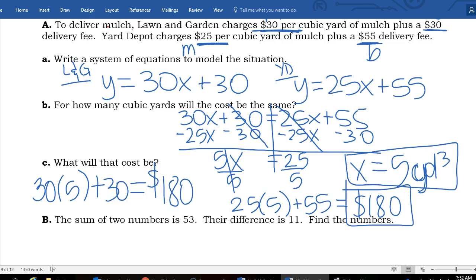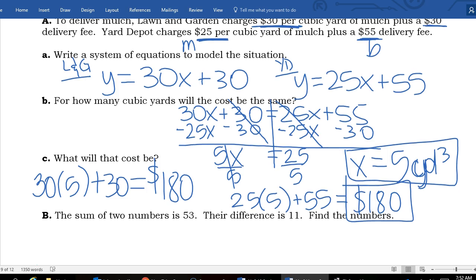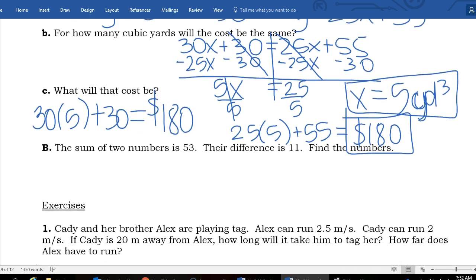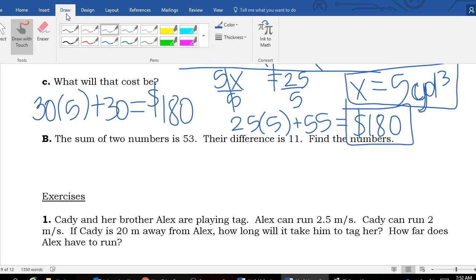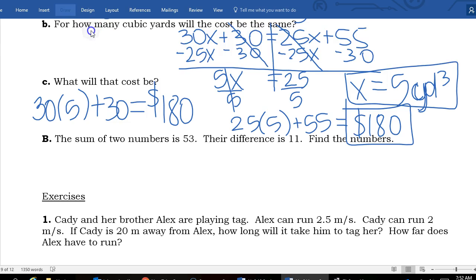Letter B. The sum of two numbers is 53. The difference is 11. Find the numbers. Hopefully you remember our words. We talked about these way back in chapter 1. Sum means add, and difference means subtract. So if I add two numbers, whatever those numbers might be, they will add up to 53. If I subtract two numbers, whatever those numbers might be, the answer will be 11.